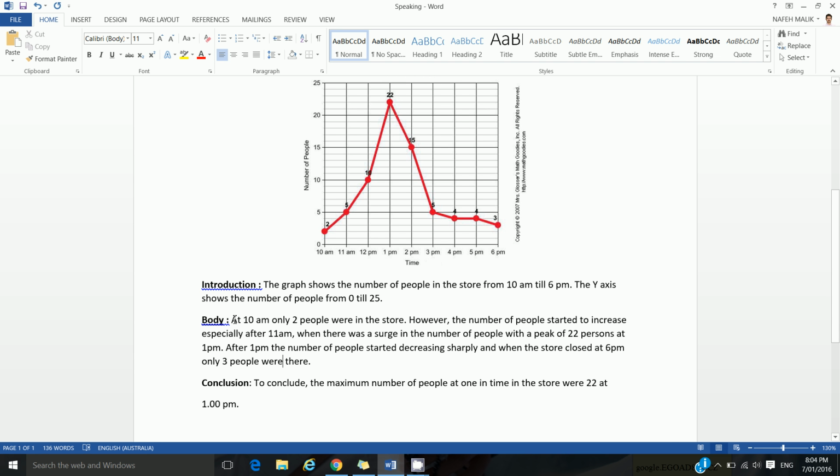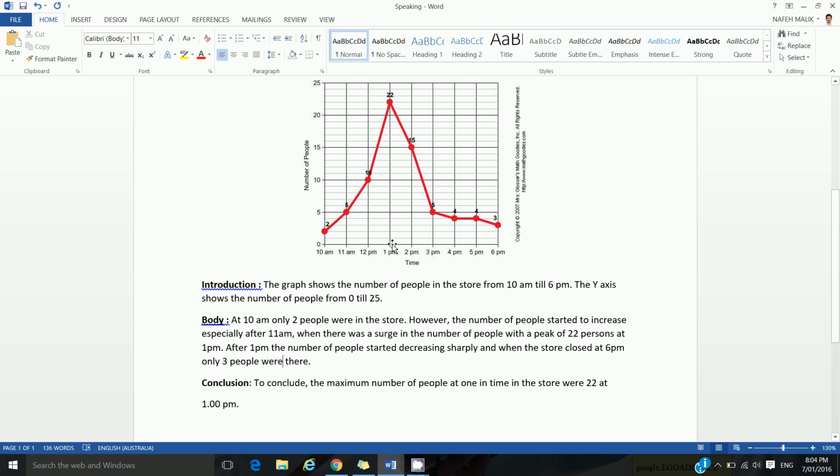So here it goes. At 10 a.m., only two people were in the store. However, the number of people started to increase, especially after 11 a.m. Can you see? From 10 a.m. to 11, it was a steady increase. But then there is a surge. There was a surge in the number of people, with a peak of 22 persons at 1 p.m.